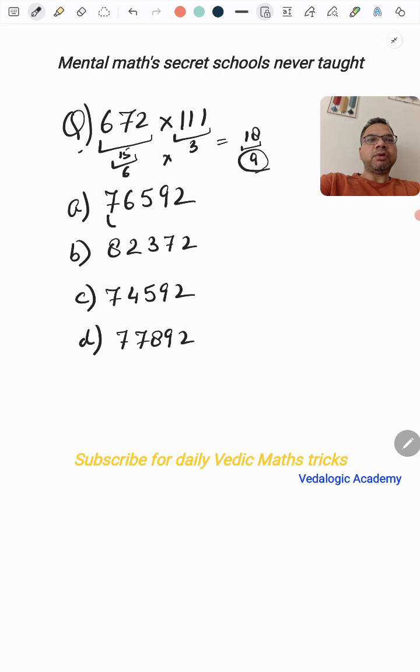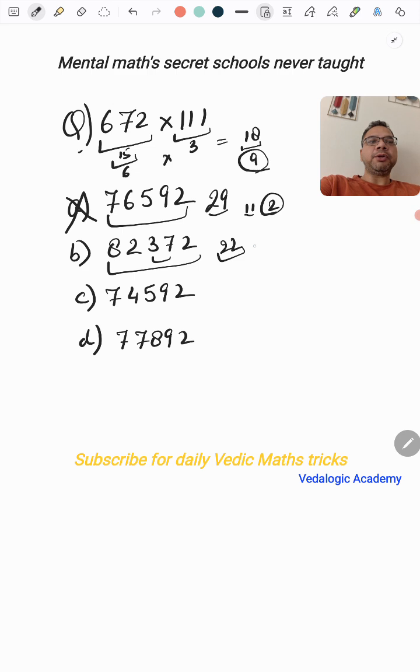So let's see. For 76592, 7 plus 6 is 13, 13 plus 5 is 18, 18 plus 9 is 27, plus 2 is 29, which is again a double digit number: 2 plus 9 is 11, which is again 2. So the sum is 2, which is different from 9, so this cannot be an option. I'll come to the 82732 option: 8 plus 2 is 10, plus 3 is 13, plus 7 is 20, plus 2 is 22, and this is again two digits, so I can say it is 4, which is again different from 9, so B is also not an answer.